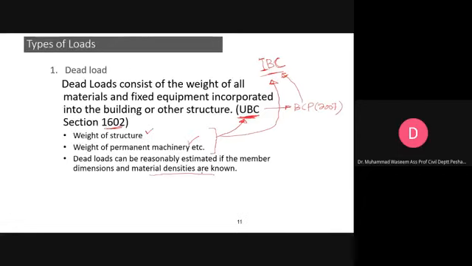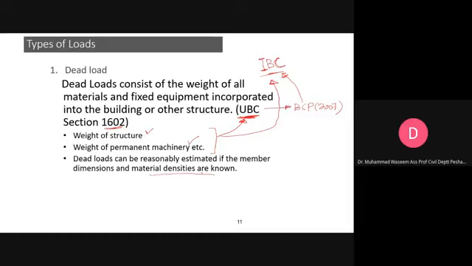Okay, now what are the dead loads? Like the weight of the structure, the weight of the permanent machinery, and the loads whose positions are fixed. So we call all those loads the dead loads.